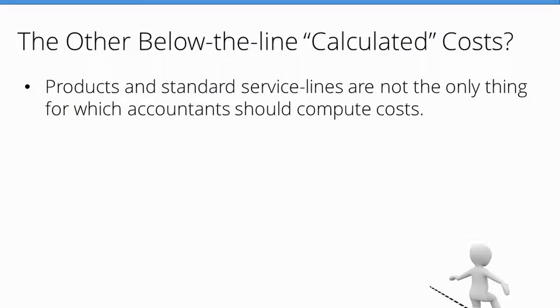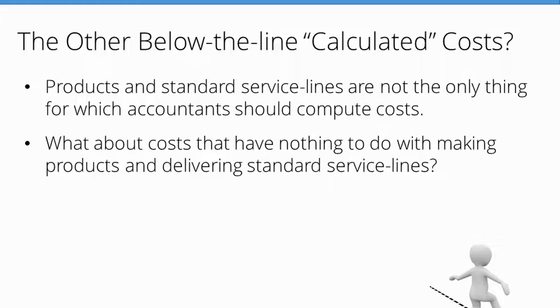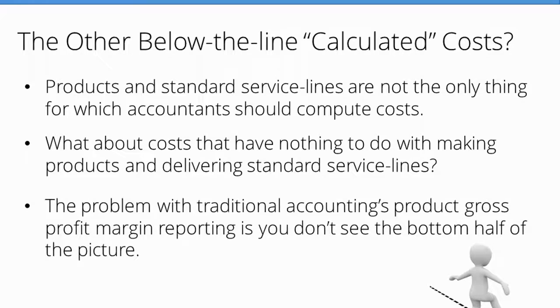So, what about all the below the line calculated cost, below that product gross profit margin line? Products and standard service lines are not the only thing for which accountants should compute costs. What about all the costs that have nothing to do with making products or delivering standard service lines? The problem with accounting's product gross profit margin line reporting is you don't see the bottom half of the picture. And I'm going to make a case that the bottom half is much more important than the top half. The top half is that gross profit margin, but below that is really the selling, marketing, and distribution.